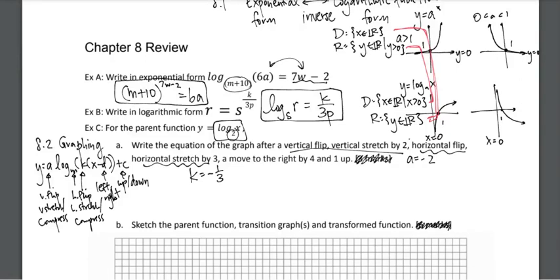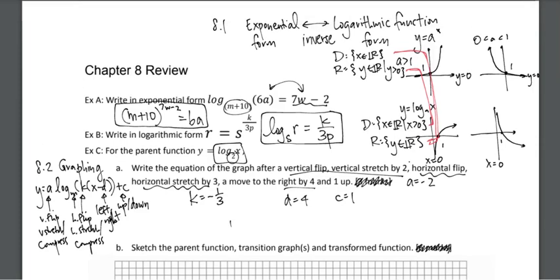So negative 1/3. A move to the right by 4. So d is equal to 4. And up by 1. c is equal to 1. So y equals negative 2 log base 2 of negative 1/3 x minus 4 plus 1.